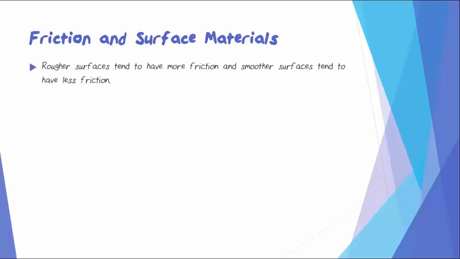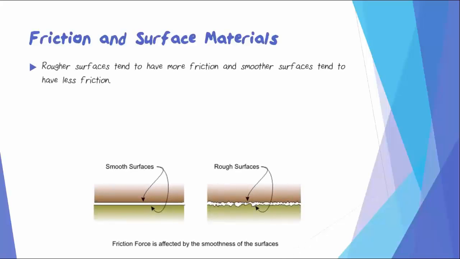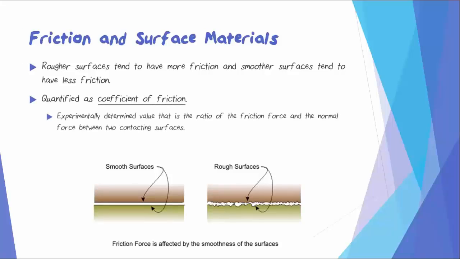The force of friction also depends on what the materials are made of. Rougher surfaces tend to have more friction, and smoother surfaces tend to have less friction. This is quantified as the coefficient of friction, which is an experimentally determined value that is the ratio of the friction force and the normal force between two contacting surfaces. The abbreviation for coefficient of friction is the Greek letter mu.